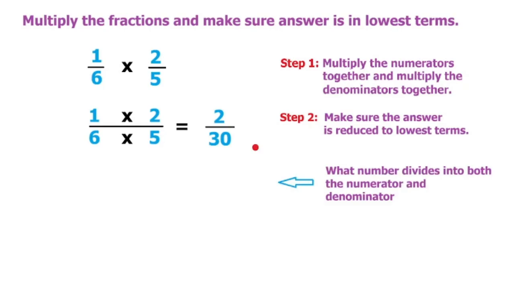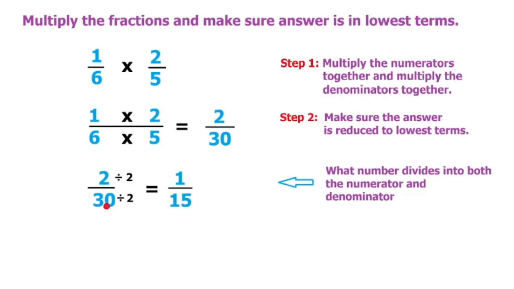So you need to figure out what number divides into both the numerator and the denominator. So let's take 2 over 30, which is our answer here, and we need to divide both the top and bottom by a number that they're both divisible by. So 2 is divisible by 2, and so is 30. 2 can't really be divided by anything else except itself and 1. So we're going to use 2.